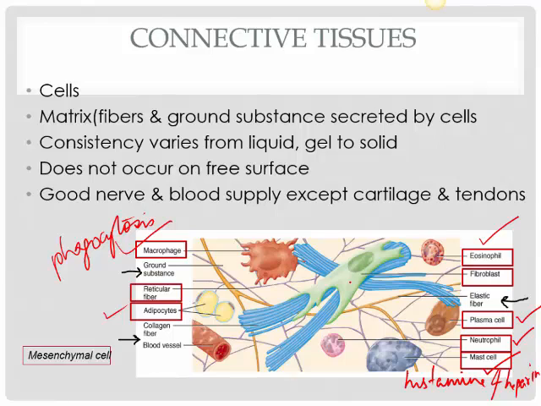All of connective tissue comes from a primitive mesodermal cell which is called mesenchymal cell. Remember we did those germ layers? So in the primitive germ layer there is a cell called the mesenchymal cell which gives rise to all the components of connective tissue.